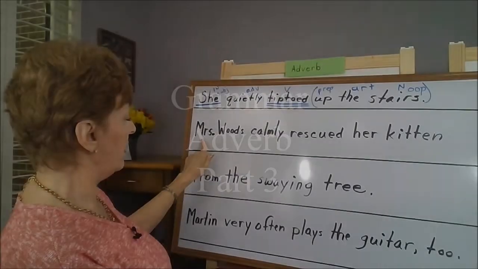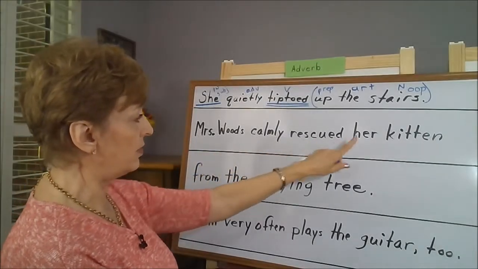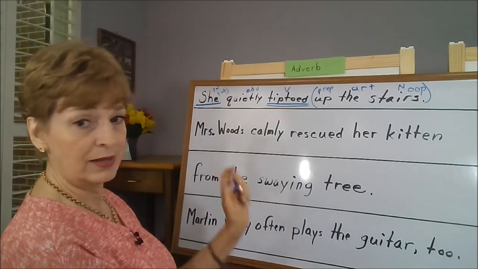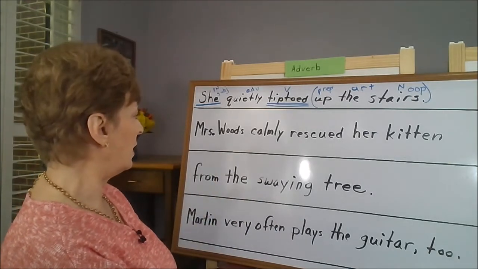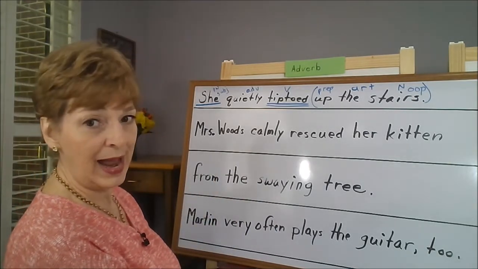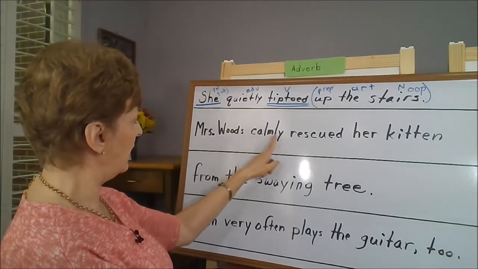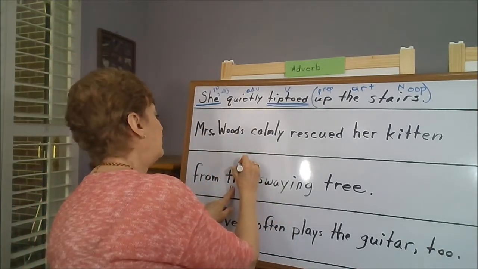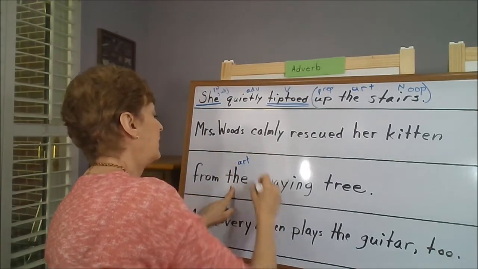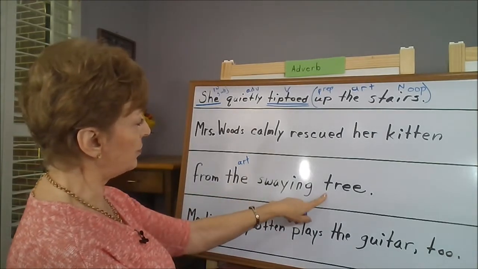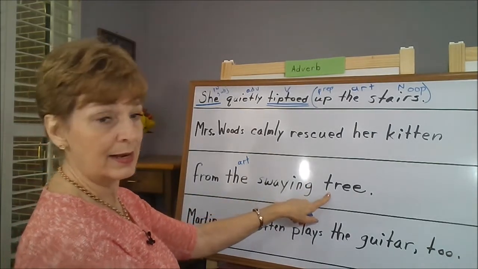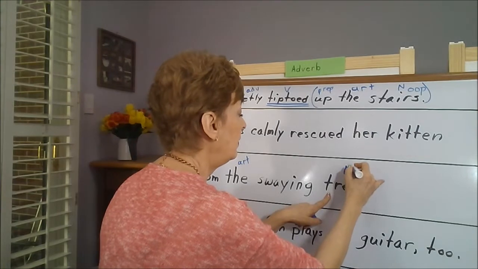Second sentence. Mrs. Woods calmly rescued her kitten from the swaying tree. Okay, looking for ands and thes. Here's a... the swaying tree. Oh, tree, that's a noun, it's a thing.